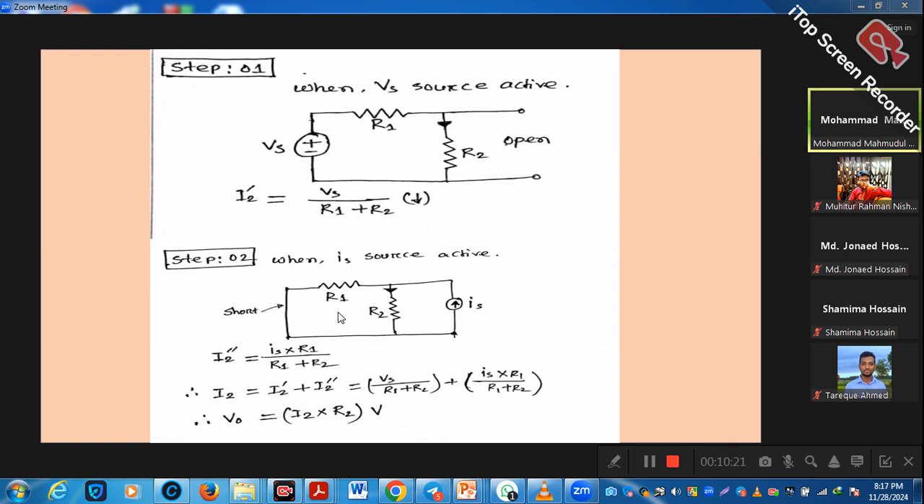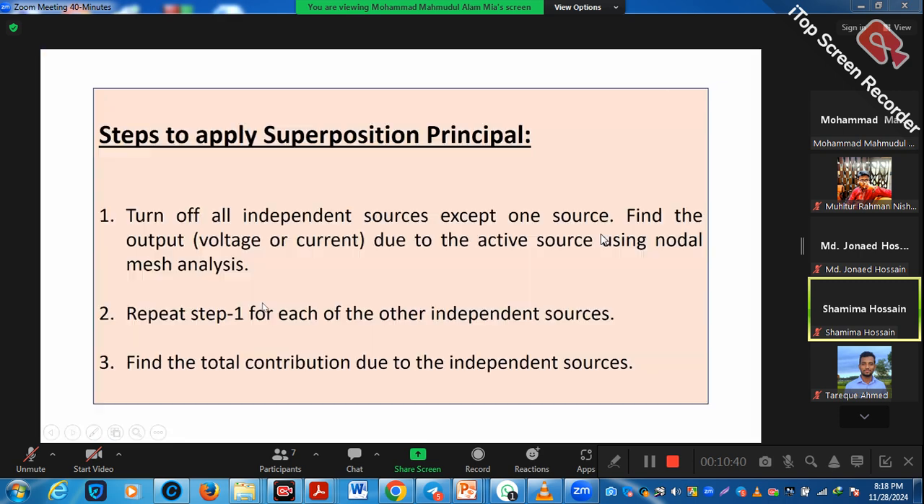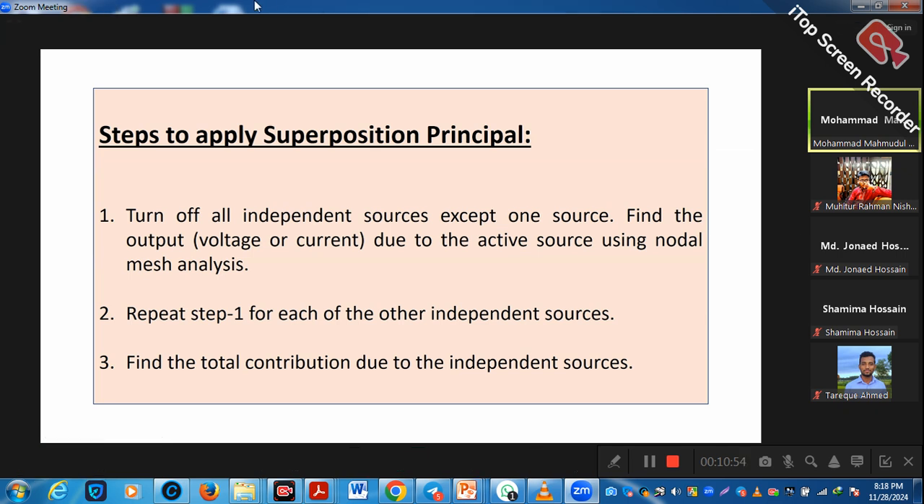If the independent source is present in a circuit, can we apply the superposition principle? Yes, sir. You have mentioned here turn off all independent sources. Okay, the source should be independent source. If there is any dependent source in the circuit, then we can't apply, because the superposition principle applies only to the independent sources.